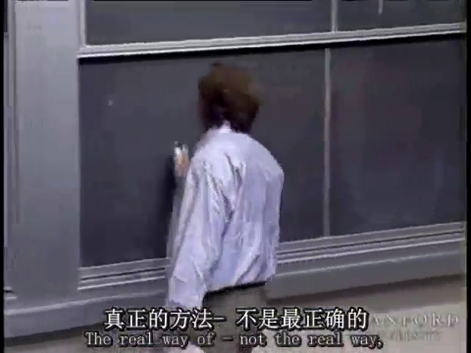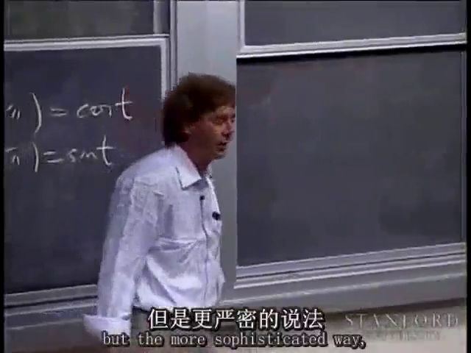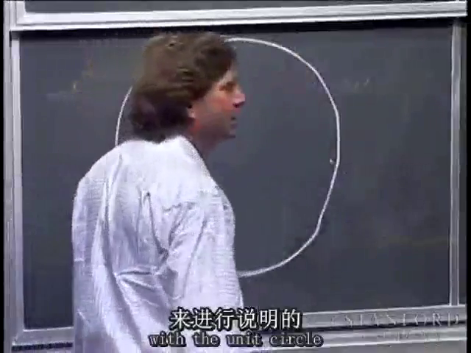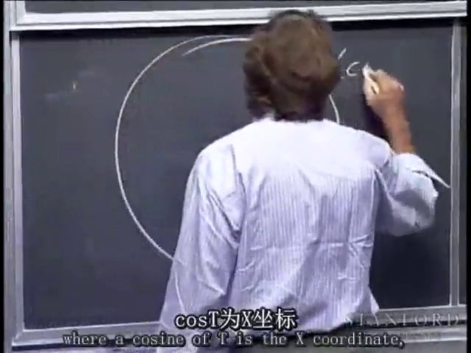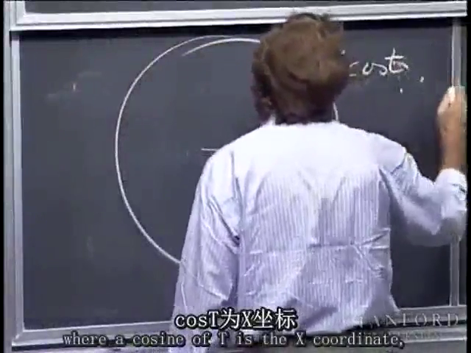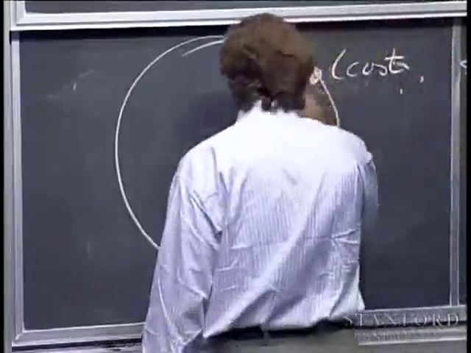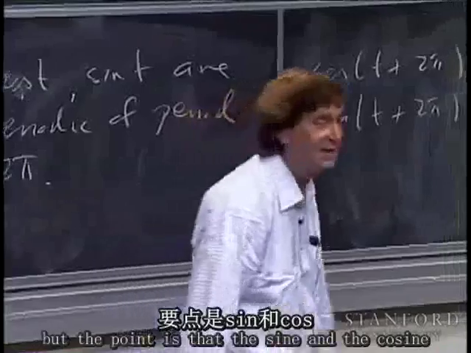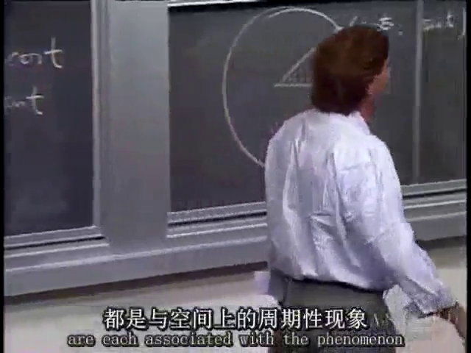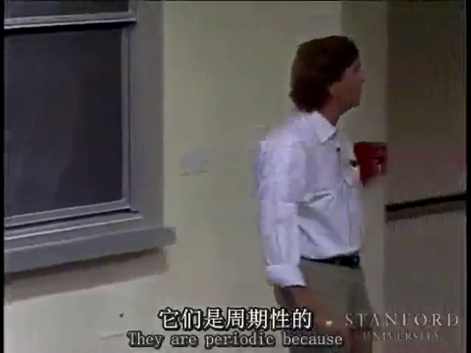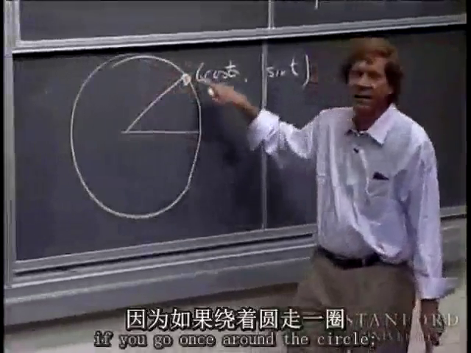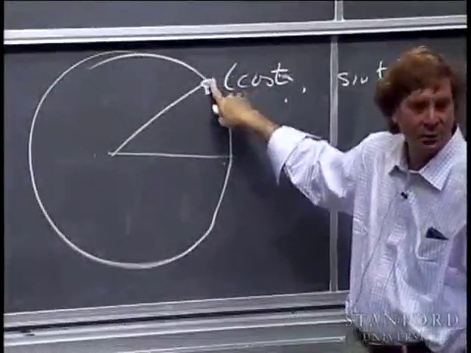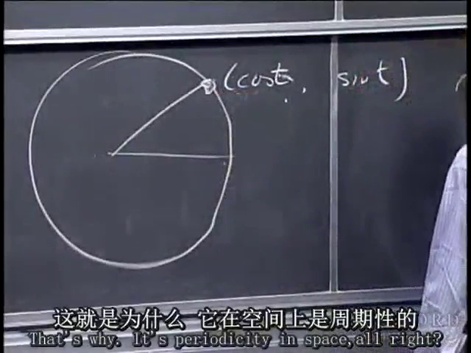The more sophisticated, ultimately more far-reaching way of understanding sine and cosine is as associated with the unit circle, where the cosine of t is the x-coordinate and the sine of t is the y-coordinate. And t is a radian measure. I'm not going to go through this in too much detail, but the point is that the sine and the cosine are each associated with periodicity in space. They are periodic because if you go once around the circle, that is to say t goes from t to t plus 2 pi, you're back where you started from. That's why it's periodicity in space.